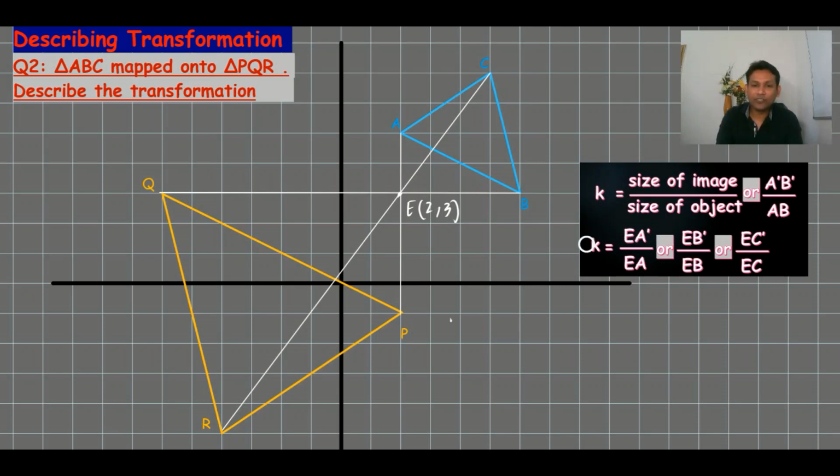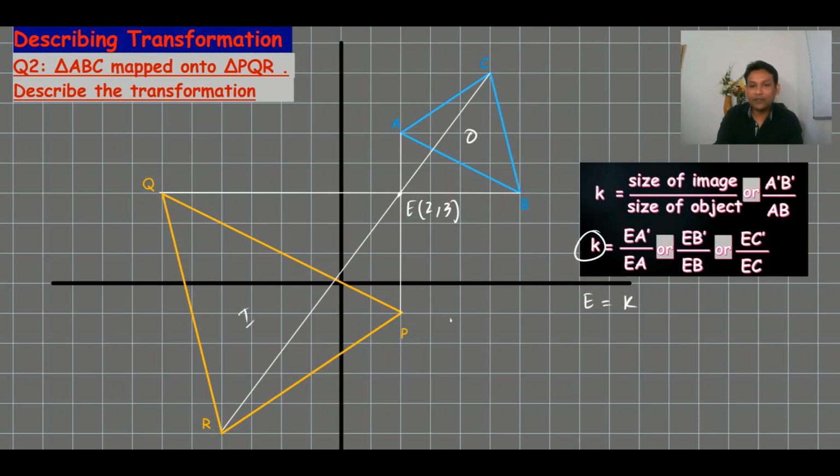I think this formula is better to use because in this, both the object and the image, I cannot find any of the distances by using the grid, but I can use the Pythagoras theorem or the distance formula. But I think this formula is easy here because from the center to the image is given. So what's the scale factor?